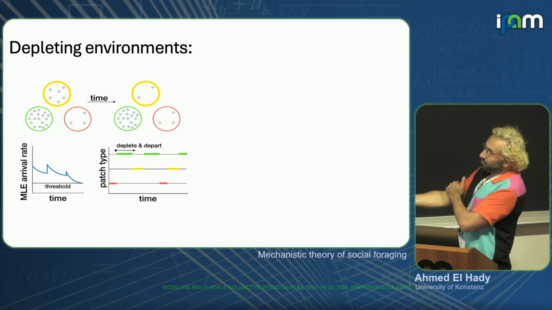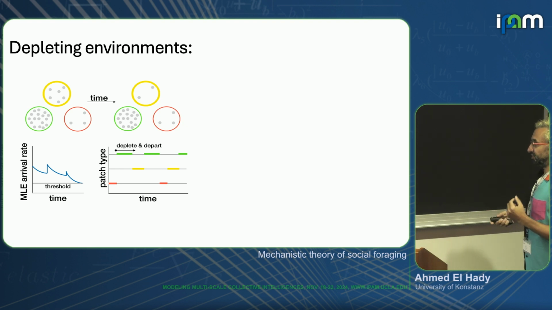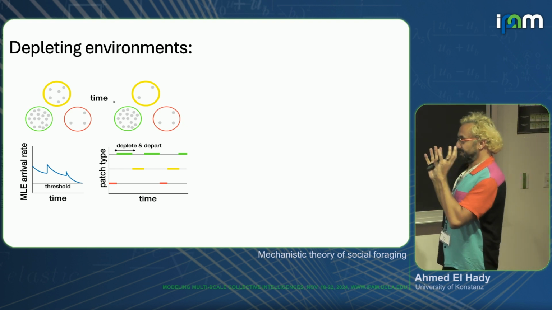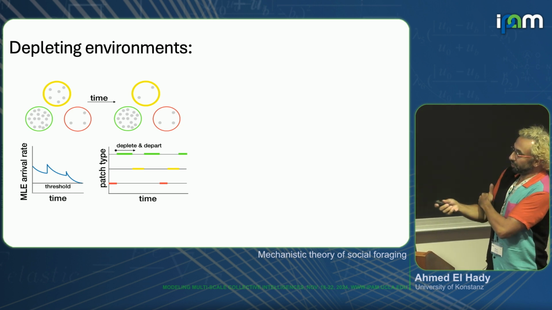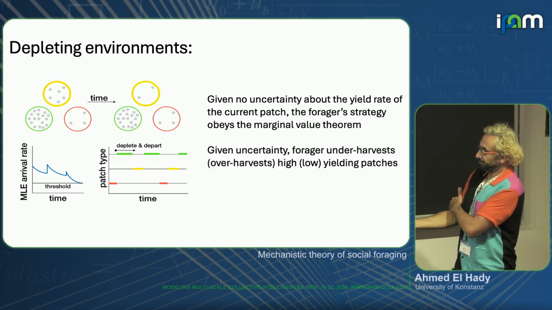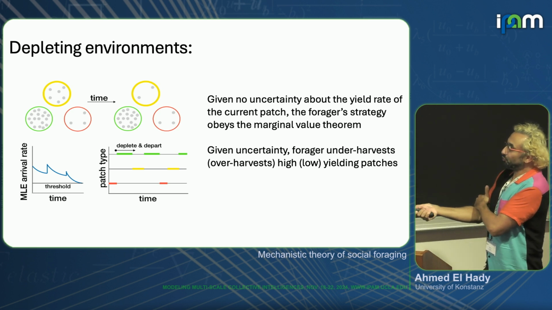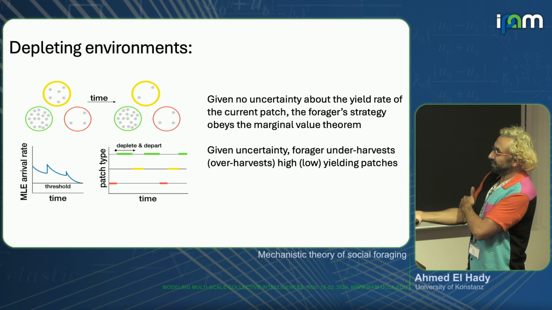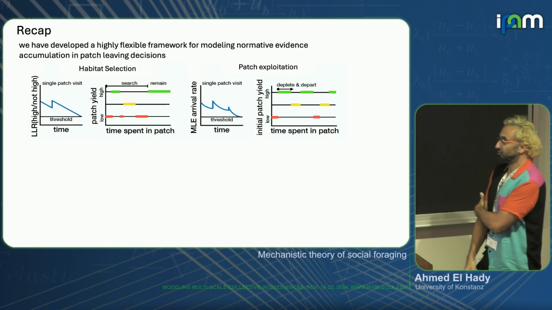Here, it is doing a maximum likelihood estimation over the food arrival rate. So just by changing, again, in the previous case, when we had non-depleting environments, it was doing log likelihood ratios over the high and low patch, and here it is doing maximum likelihood estimation. And if we have uncertainty, the forager will underharvest the high patch or overharvest the low yielding patch. And overharvesting is a ubiquitous observation in the data.